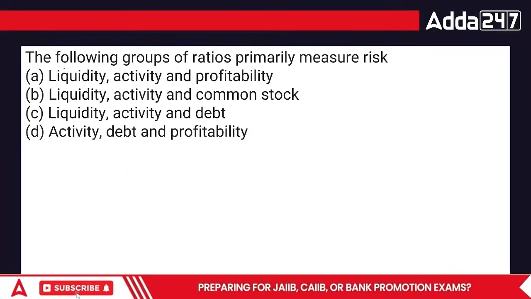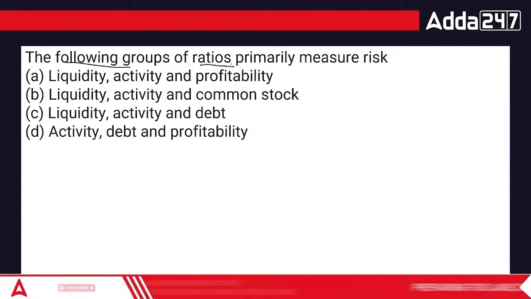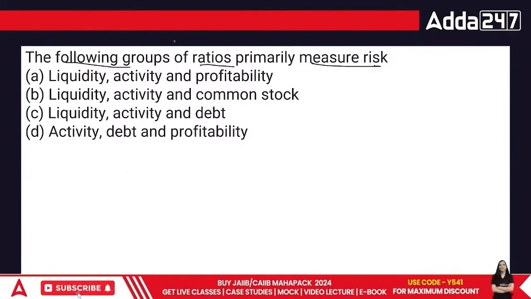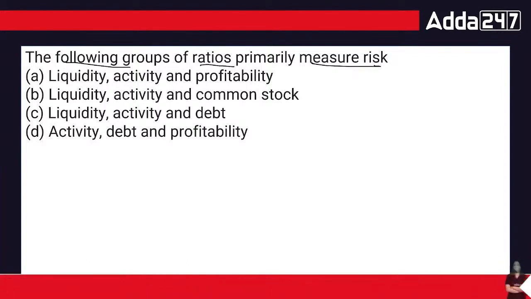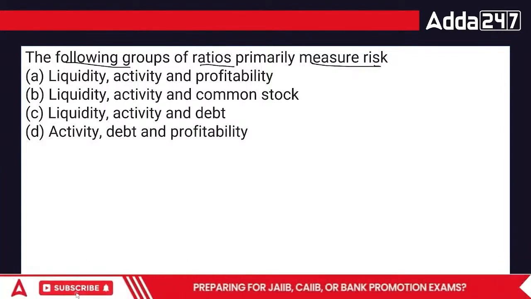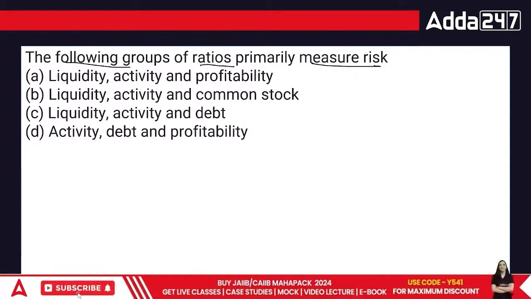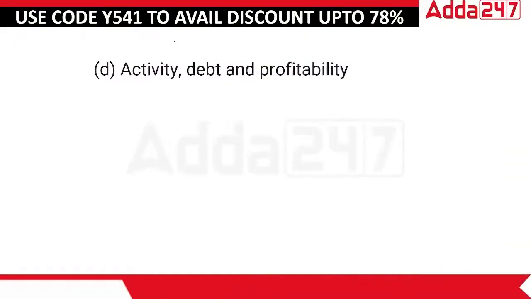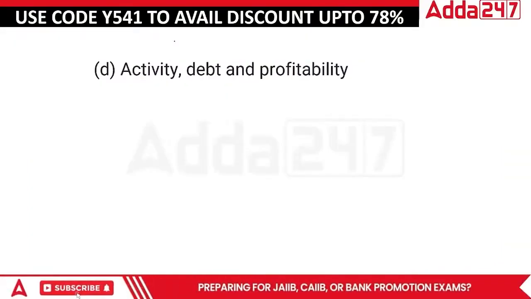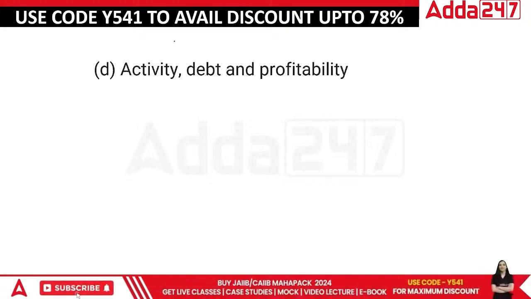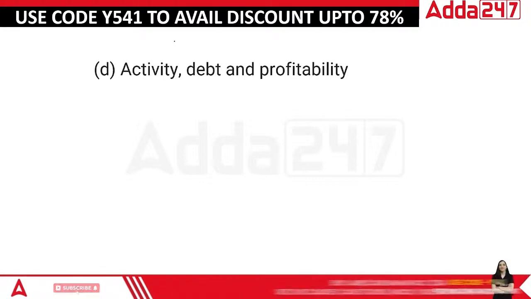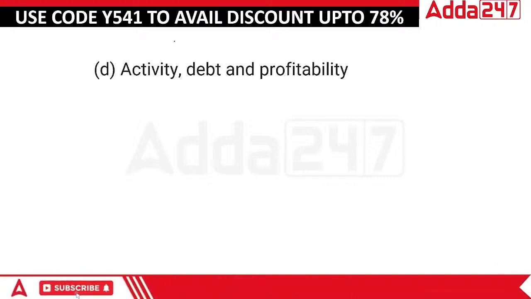Let's go for another question. The following groups of ratios primarily measure risk. Among the following, which measures the risk, everyone? Liquidity, profitability, activity; liquidity, activity, common stock; liquidity, activity, debt; and liquidity, debt, and profitability. Debt is very risky. Profitability: if we are not making good profit, then there is a good amount of pressure on our heads. And then we have activity. Activity talks about how active we are in terms of our working.